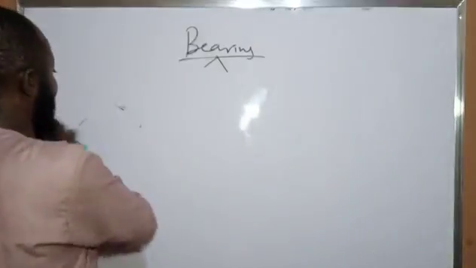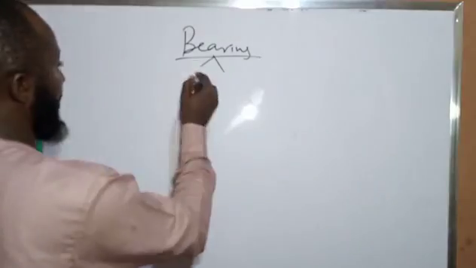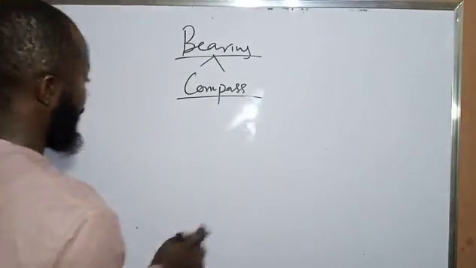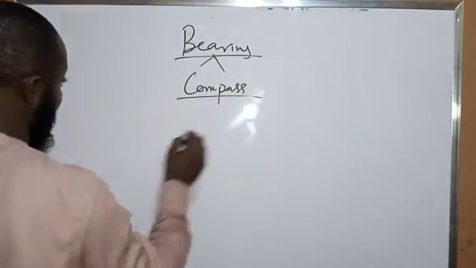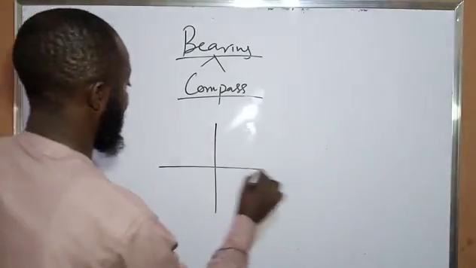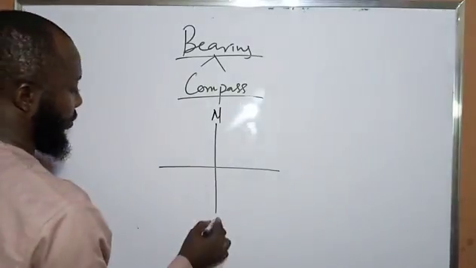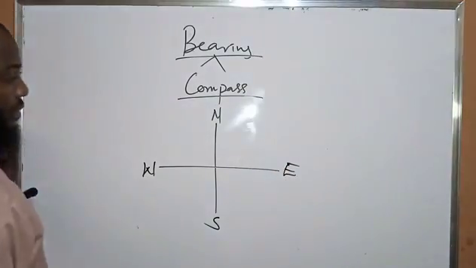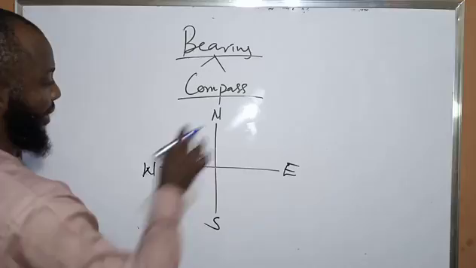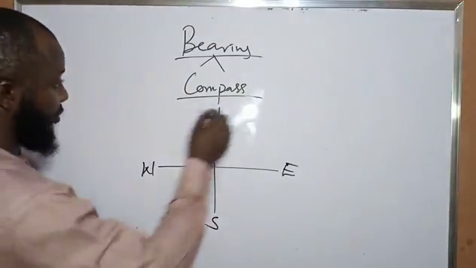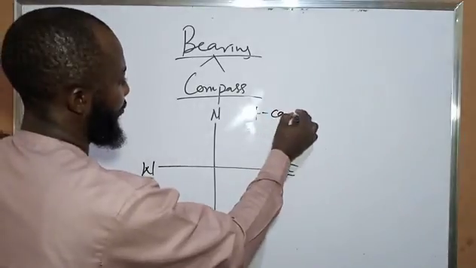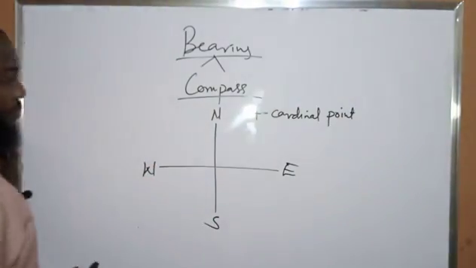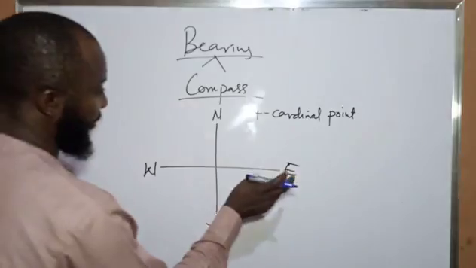So when we talk about compass bearing, we have 4 major directions, and I will use this diagram to explain it. We have the north, we have the south, we have the west, and we also have the east. These are the 4 major compass directions, and they are called the 4 cardinal points: north, south, west, and east.